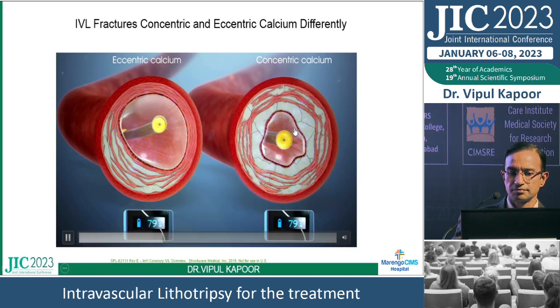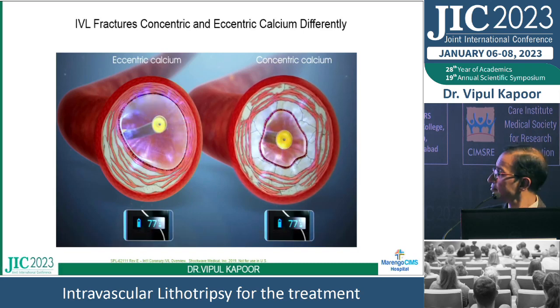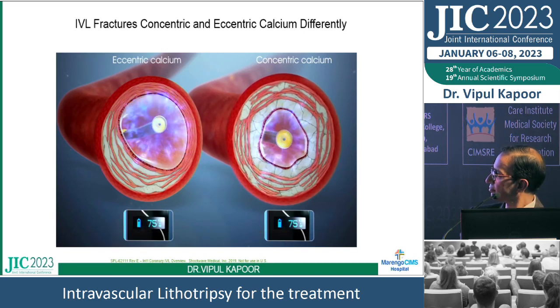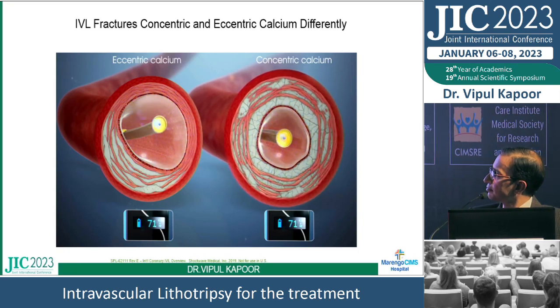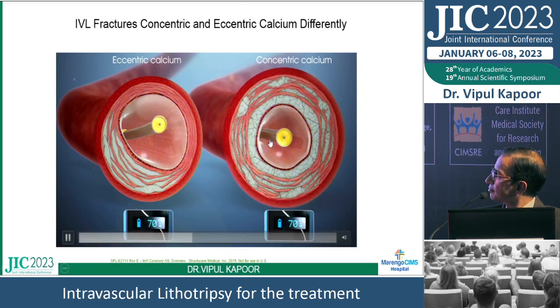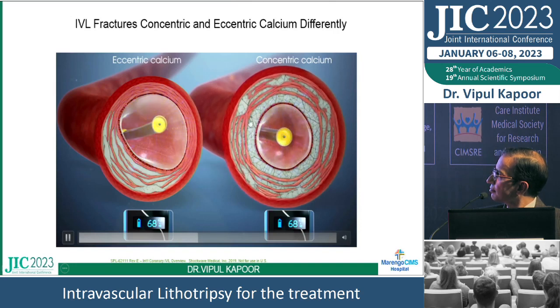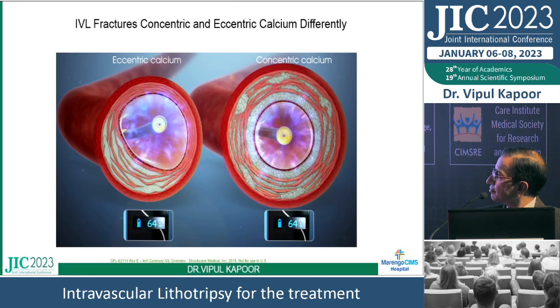The farther the emitter is from the calcium, the less energy is able to reach it, so more pulses are needed. While each pulse's energy is identical, shock waves crack concentric lesions quicker due to the rigid ring of calcium that traps the energy, leaving no other paths to dissipate other than cracking.